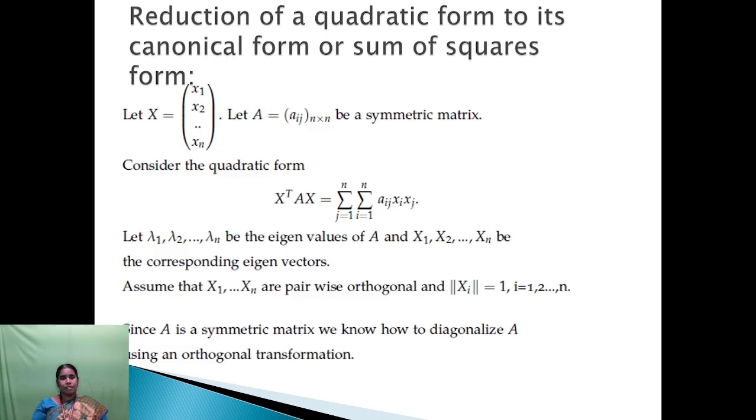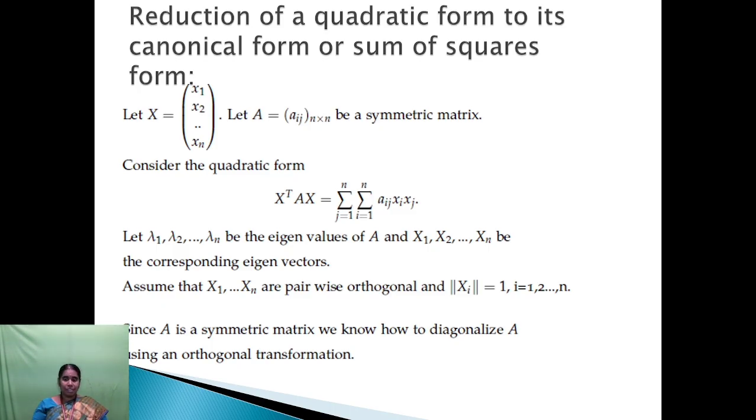Let us consider x equal to x1, x2, etc., of n variables and A as a symmetric matrix. Then the quadratic form is given by x transpose Ax equal to the summation over i and j of aij xi xj. Let lambda 1 to lambda n be the eigenvalues of A and x1, x2, etc., xn be the corresponding eigenvectors of the matrix A, and assume that they are pairwise orthogonal and the modulus of each xi is equal to 1.